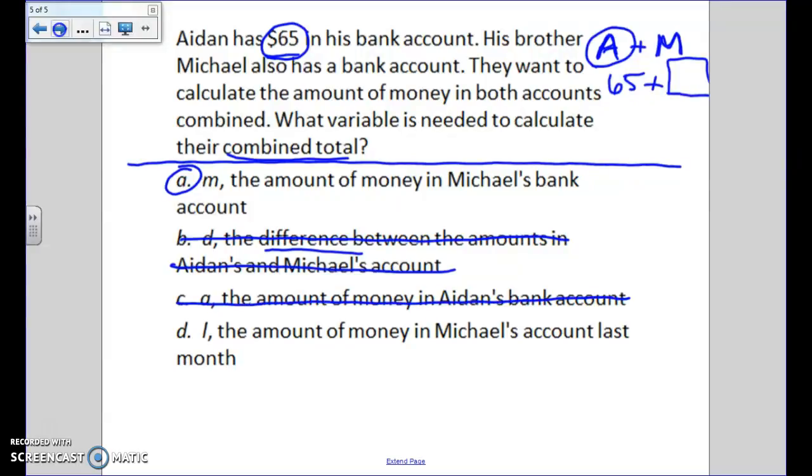Or L, the amount of money in Michael's account last month. Well, you know, this question really is specific to what it is right now in both bank accounts. So the amount that he had last month might not match the amount that he has this month, so I'm going to say that one's out as well. Okay, so I'm going to say in this case, M, the amount of money in Michael's bank account would be very important in solving this expression.